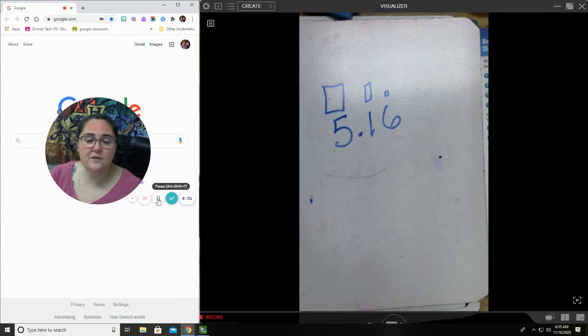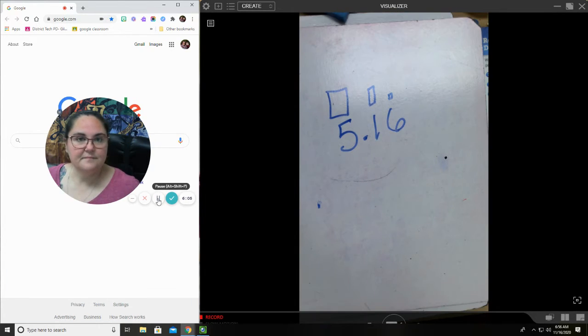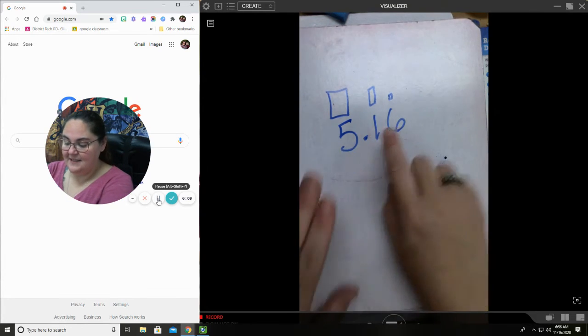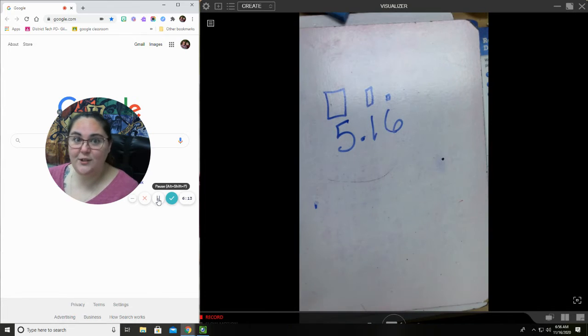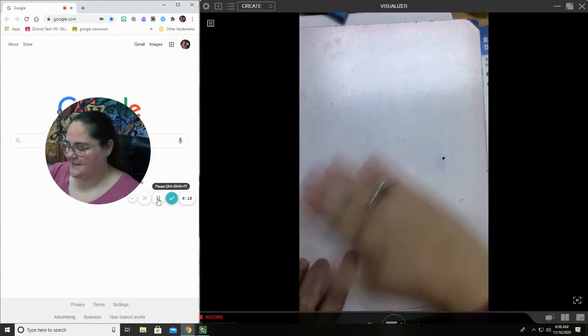How would you say this number? Your options are going to be in word form, but I want to know, how would you read this number? You should have said 5 and 16 hundredths. That is a little hint that you can use to help you out. 5 and 16 hundredths. Let's try one more.